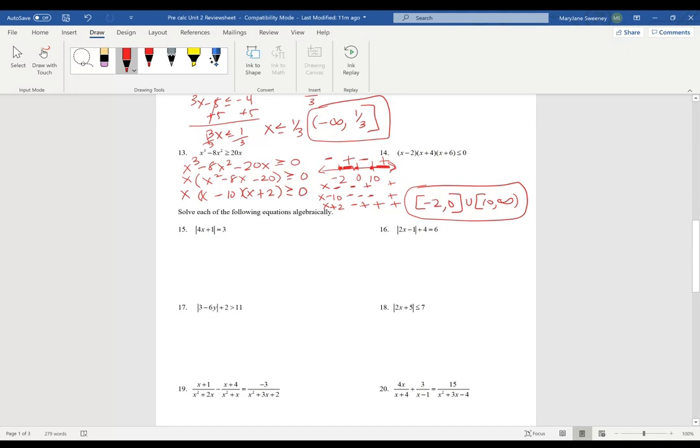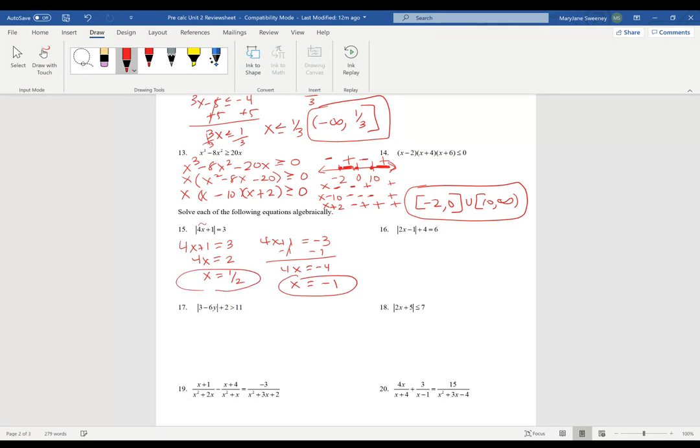Solve each of the following equations algebraically. The absolute value of 4x plus 1 equals 3. 4x plus 1 equals negative 3. 4x equals, let's see, minus 1, so that's 2. x is a half. 4x equals negative 4, which means x equals negative 1. Those are your two answers.